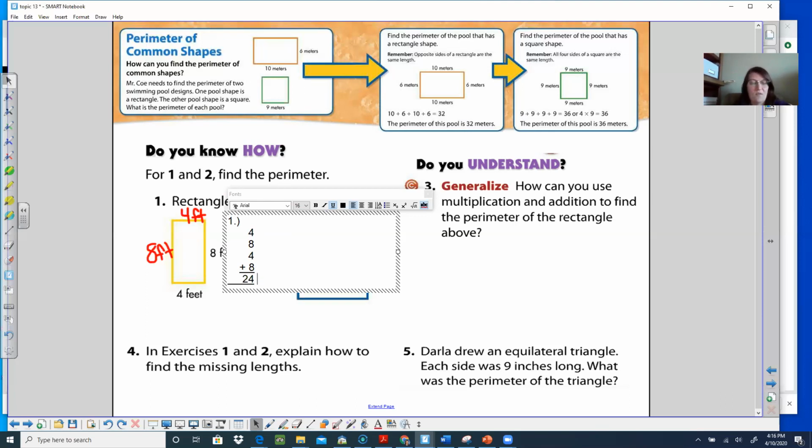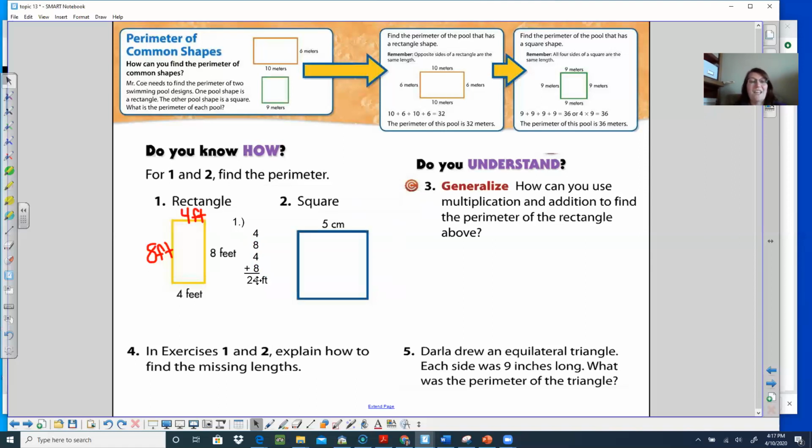And I need to label it feet, so FT. And I don't need that underline, so I'm going to remove it because I don't like that. There we go. So hopefully you wrote it nice and neat on your paper. Remember, it's not just watch Mrs. Mears work. You need to do the work too.